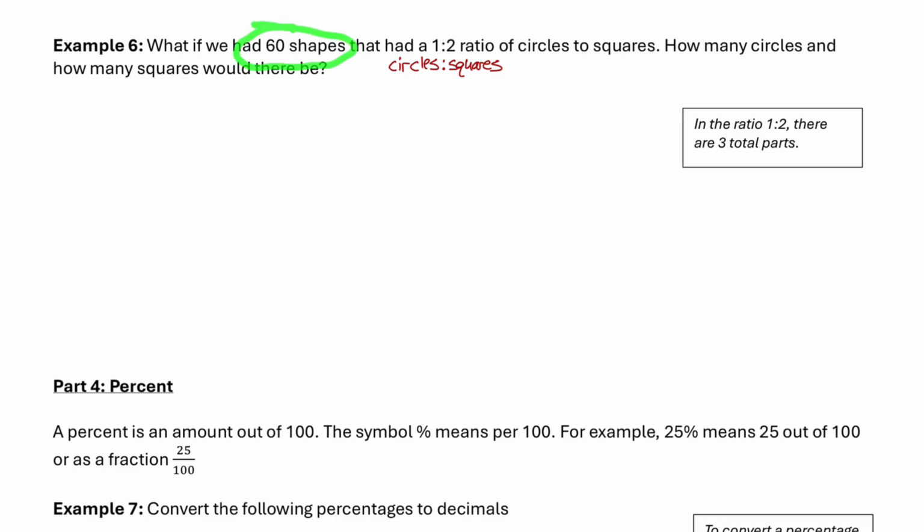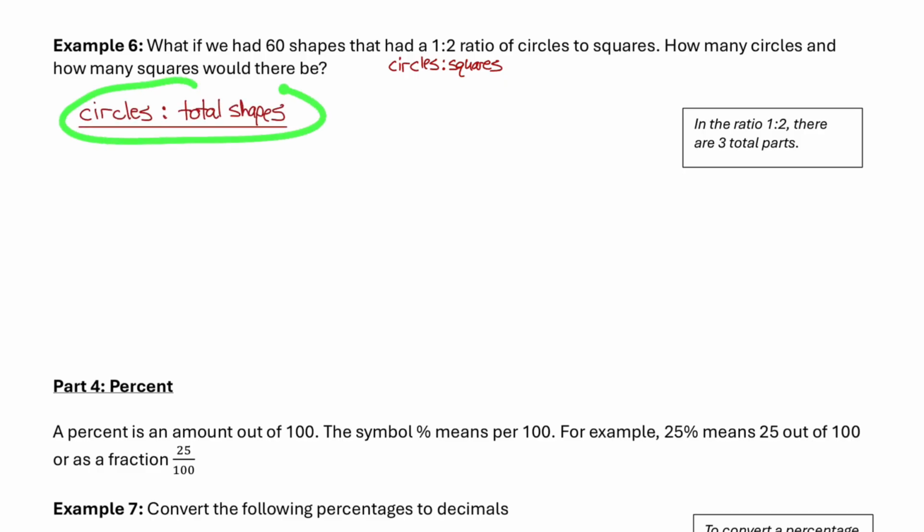And we need to be able to use that information to help us solve for how many of those 60 are circles and how many of the 60 are squares. Let's start by finding how many of these 60 shapes are circles. To be able to figure out how many of the 60 are circles, I'm going to have to write a ratio, not of circles to squares, because I don't know how many squares or circles there are, but a ratio of circles to total shapes.